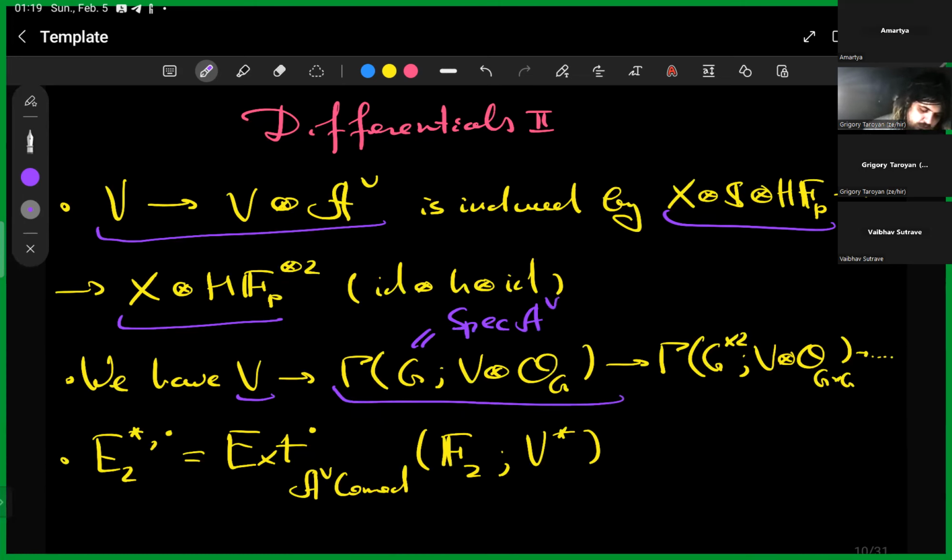And then we see that the second page is just the Ext in the abelian category of comodules over the dual Steenrod algebra. And that's like this. One grading, which is denoted by this dot, is the grading on X, and the second grading is just the natural grading on V.